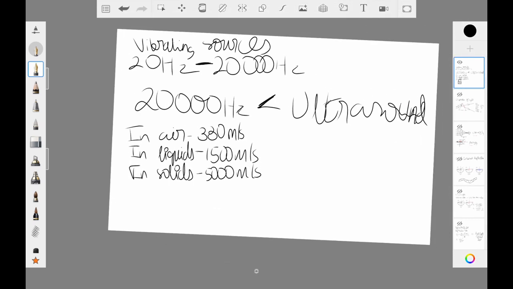The audible range of frequencies for humans is 20 Hz to 20,000 Hz, or 20 kHz, and anything over 20,000 Hz is considered ultrasound. Being longitudinal waves, they have points of compression and rarefaction, which represent higher and lower pressure respectively.